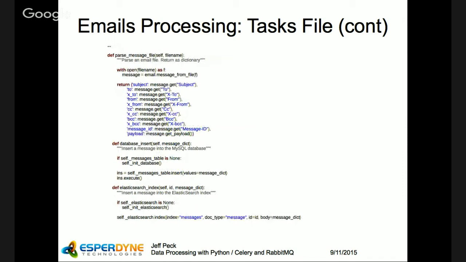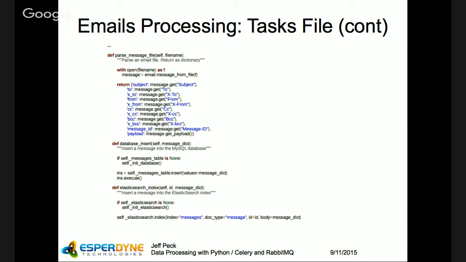And then these are the actual functions. The parsing message, you can see it's a one-liner. Well, you can't see because it's so small, but it's a one-liner to grab the message from a file, and then we're basically just making a Python dictionary and returning that. That's our actual method to parse a message. Then we have a method to do the database insert, and that's a couple lines. It basically just takes a dictionary and puts it in. First it initializes the database if it's not already been initialized. Same thing with Elasticsearch. If it's not already been initialized, we initialize it, then call this one-liner, and we put our message into Elasticsearch. So these are all of our methods.